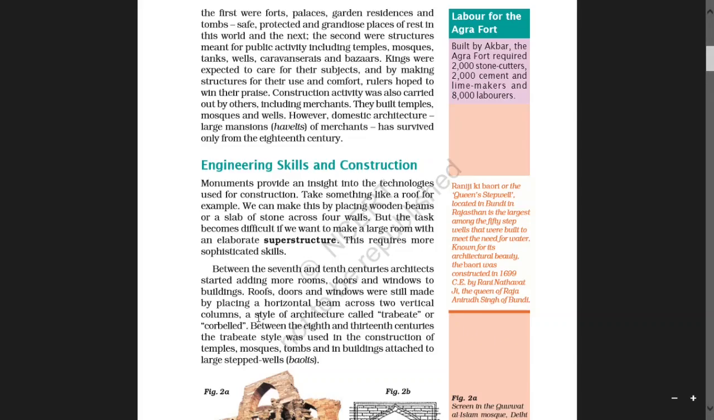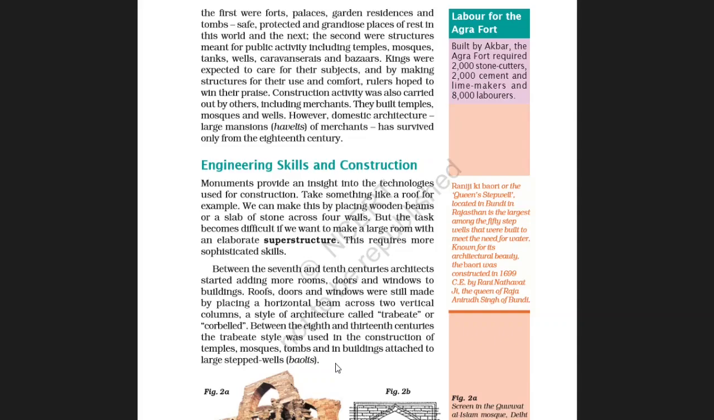Then between the 8th and 13th centuries, the trabeate style was used in the construction of temples, mosques, tombs, and in buildings attached to large step wells, that is baulis. So between the 8th and 13th centuries, the trabeate style, that is the straight style, was used in the construction of temples, mosques, tombs, and buildings.